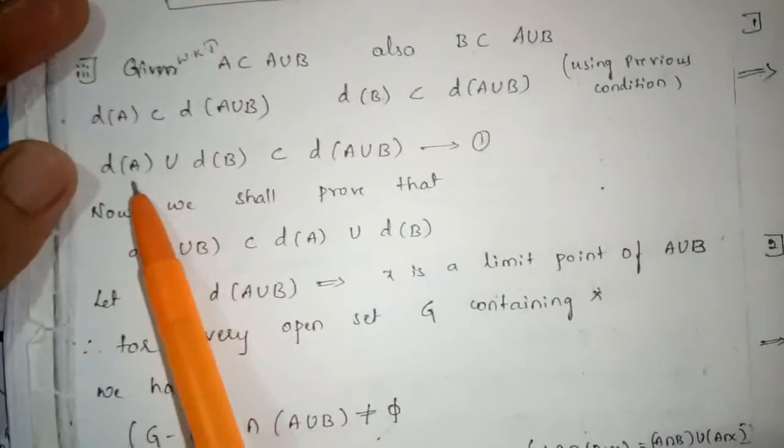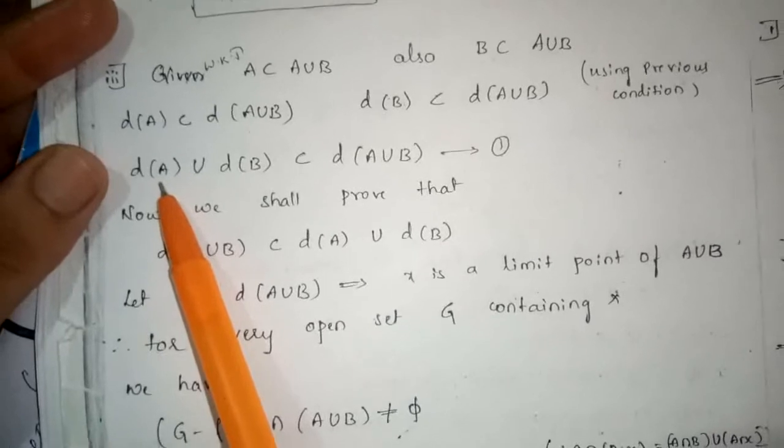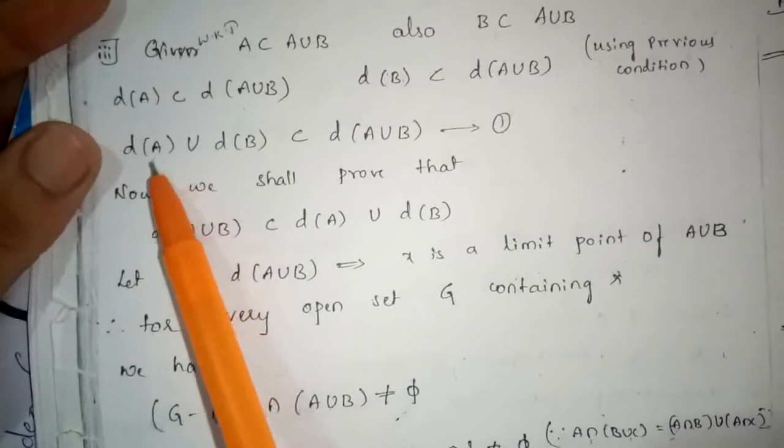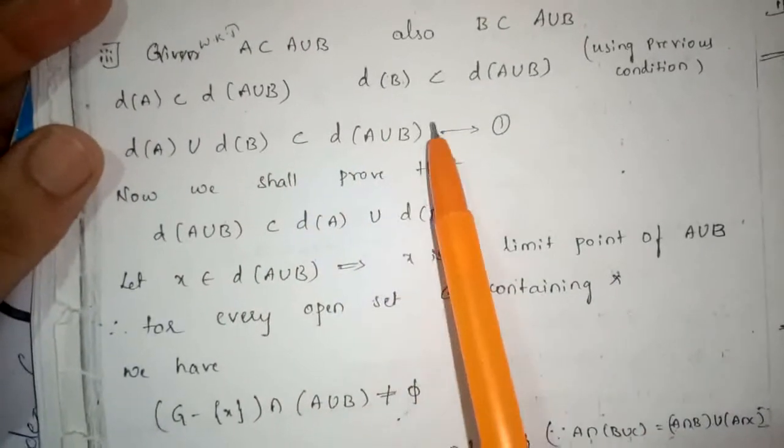We have to prove that D of A union B is equal to D of A union D of B. To prove this, we have already proved one condition, that is, D of A union D of B is a subset of D of A union B.